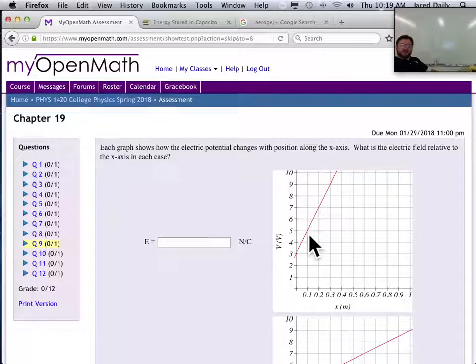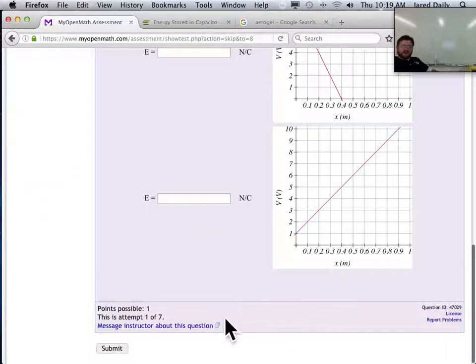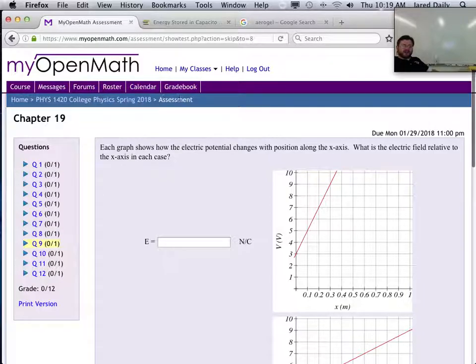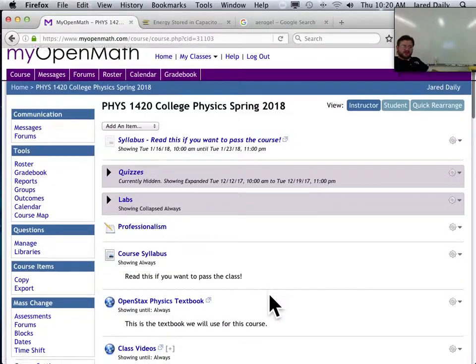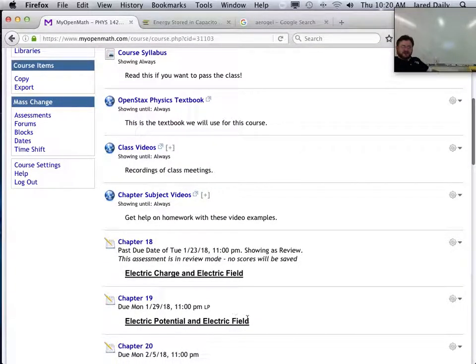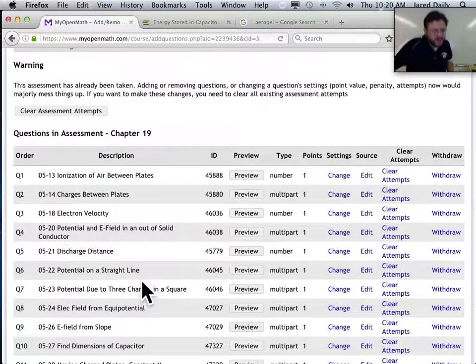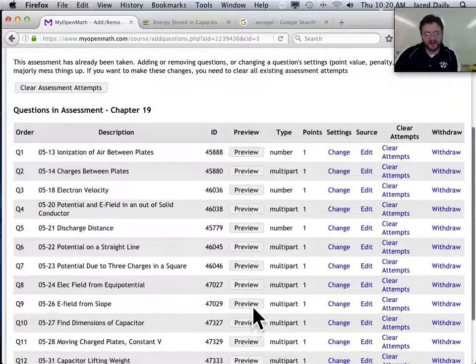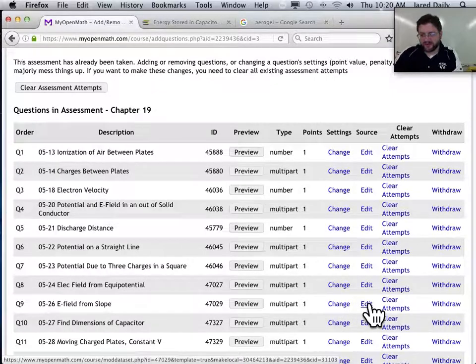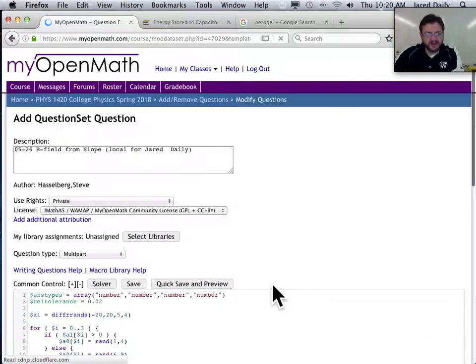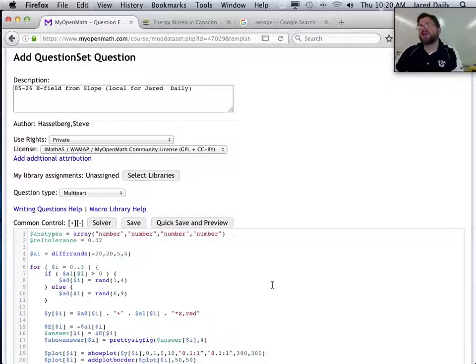Electric field relative to the x-axis is not what I'm calculating. Let me look at the code for this to see what they're actually asking us to do. What number was that? Electric field. What's that? 9? Yeah, so that's right. I think I figured it out already. So essentially what you're doing is rise over run when you do that. Because the voltage, so it is just the slope of the line.